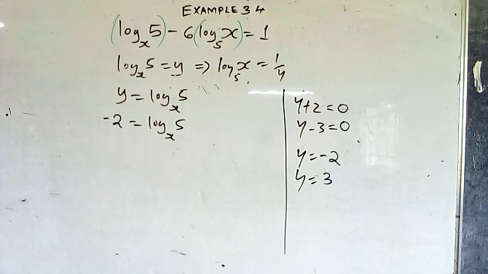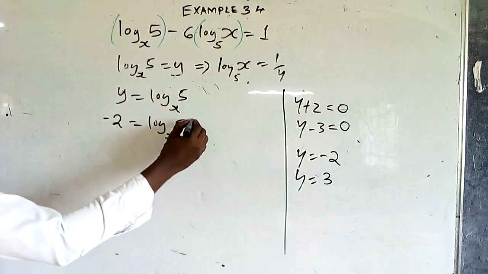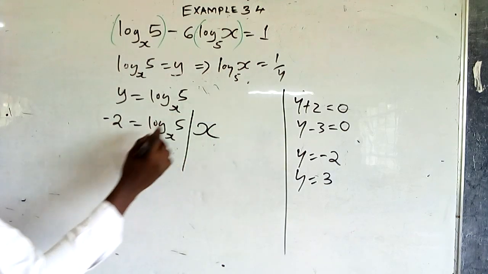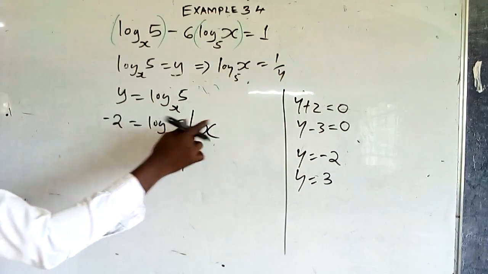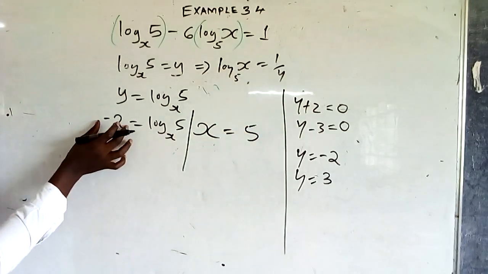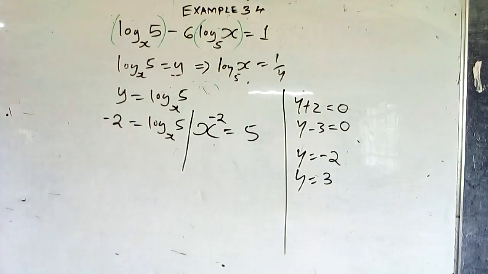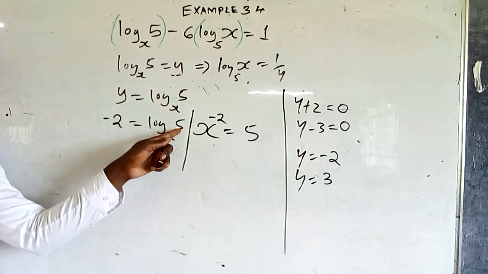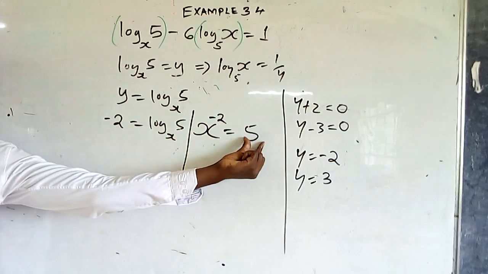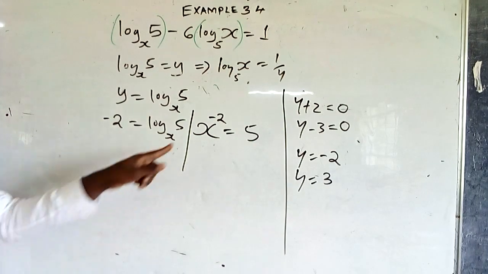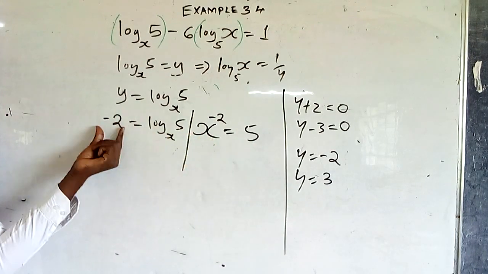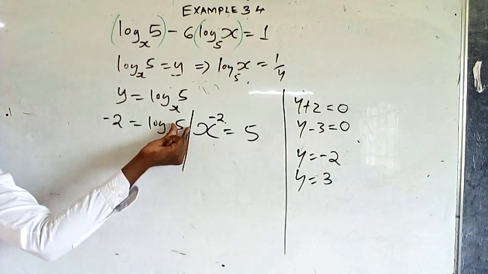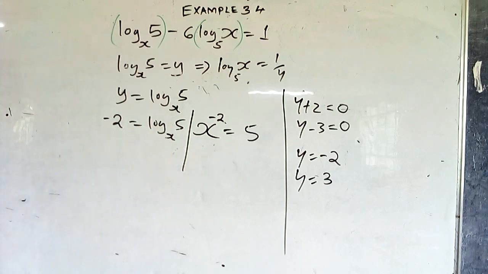Using the laws of logarithm, x is the base, the corresponding number is 5, and the power is negative 2. It's supposed to be the log of the corresponding number, meaning the corresponding number is 5 and the base is x. So this negative 2 is the power. The log is always for the corresponding number, by the definition of logarithm.